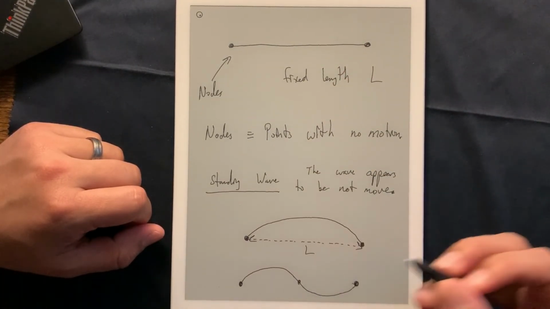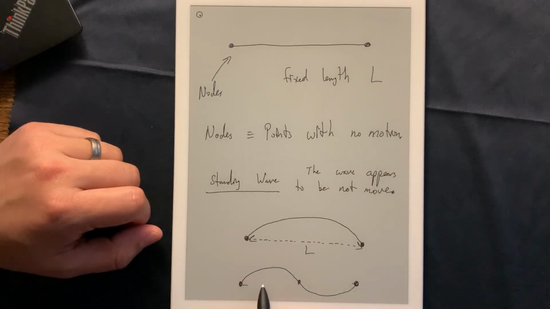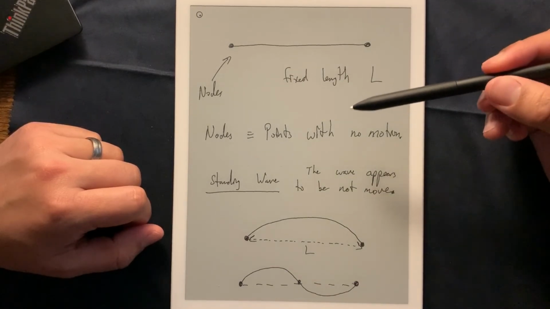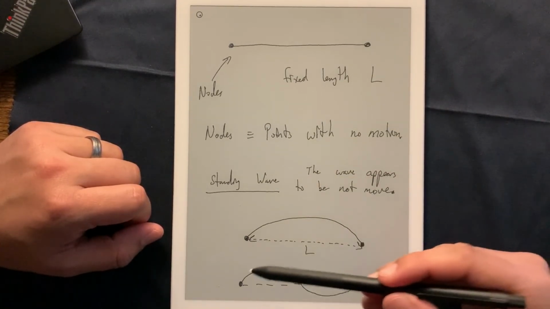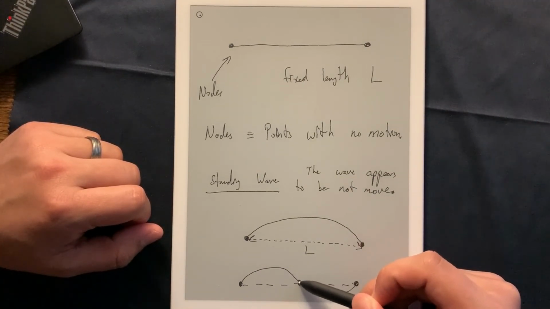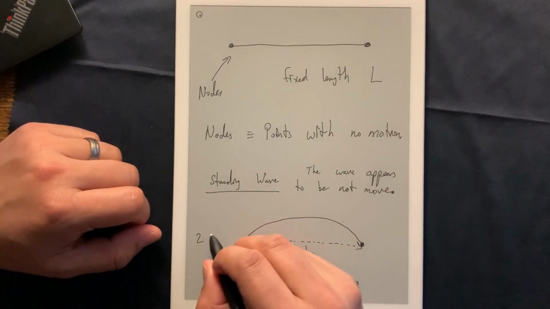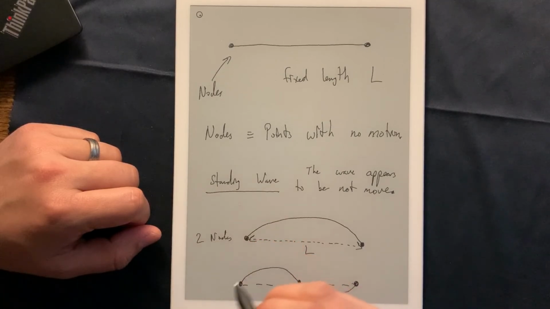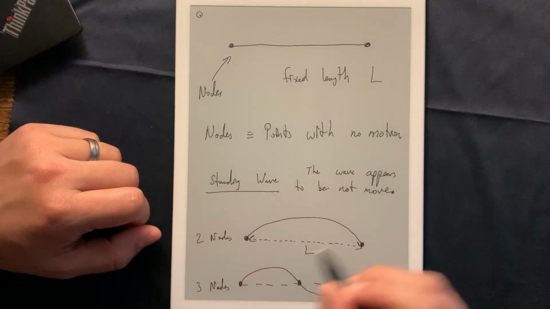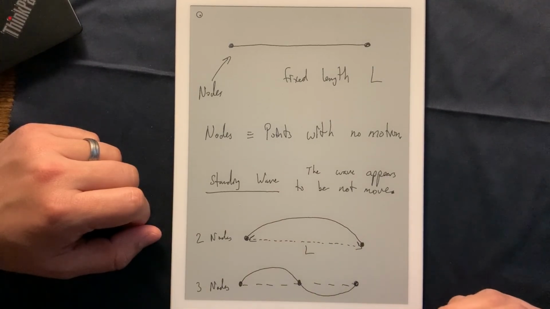And so typically, this is the thing I should have written earlier. The wave doesn't appear to move, and you count how many nodes there are. So here there are two nodes, and here there are three nodes. And there's half a wave here, and here there's a full wave. So something interesting to think about.